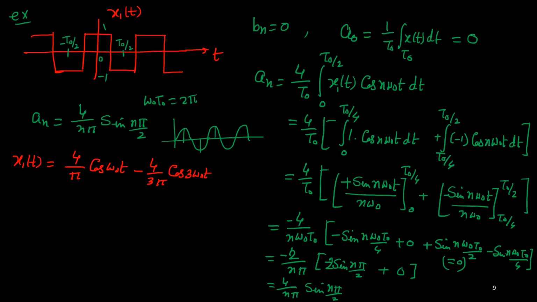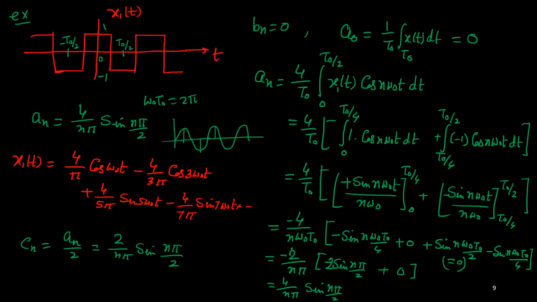Then the fourth is absent, and the fifth is plus 4 upon 5 pi, sine 5 omega naught t. The sixth is absent, and the seventh, 4 upon 7 pi, is with a minus sign. And it will continue. So this is the n. So easily you can calculate Cn. I think it is very simple. So it is n pi by 2, that's all, meaning 2 by n pi and sine n pi by 2.